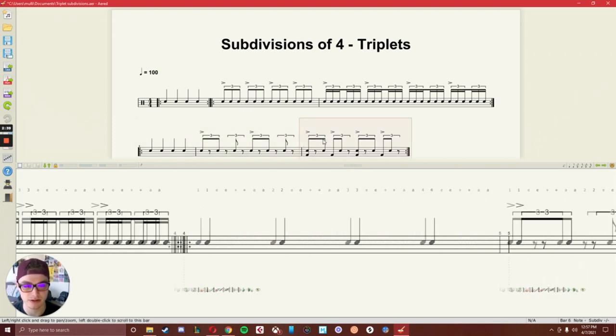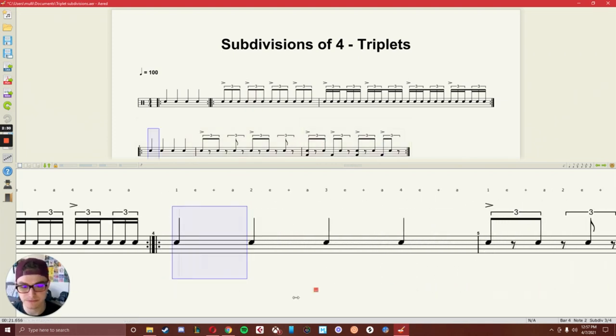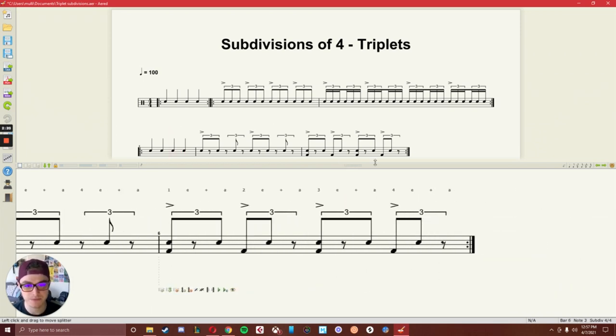Instead, we go on. And we have 3, 4, 1, 2, 3, 1, 2, 3. So opposed to 12, we now have 6. And then the last bar, keeping pulse on the quarter note as we were before. 1, 2, 3, 4. But we're also keeping the 6 overhead.